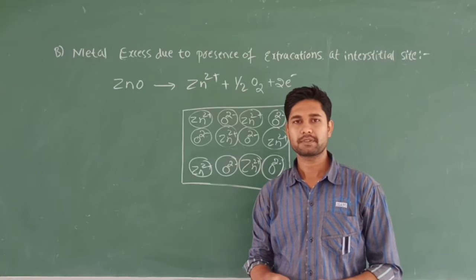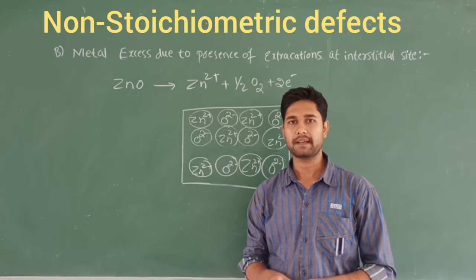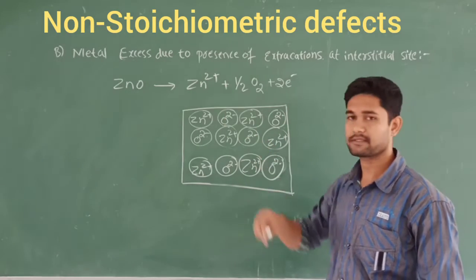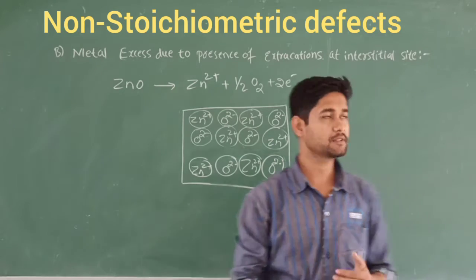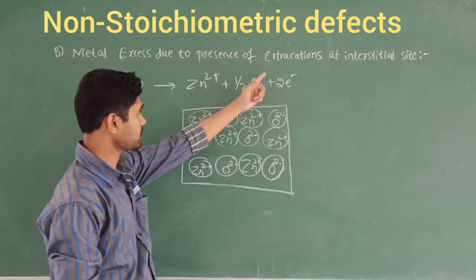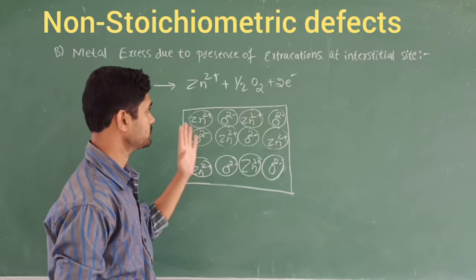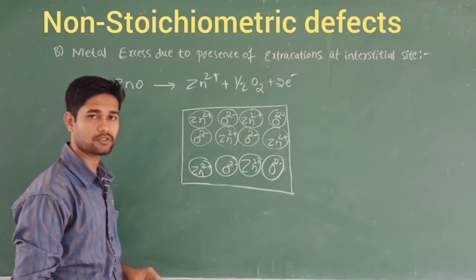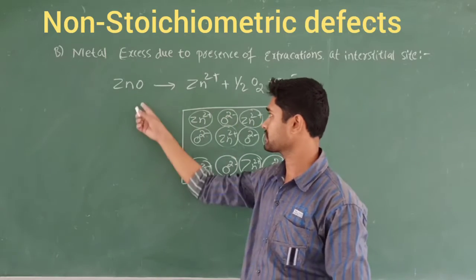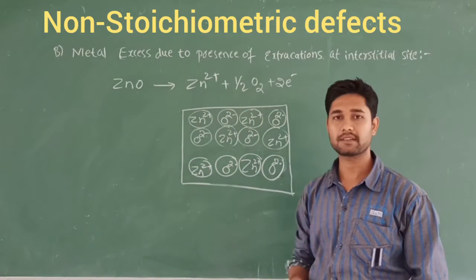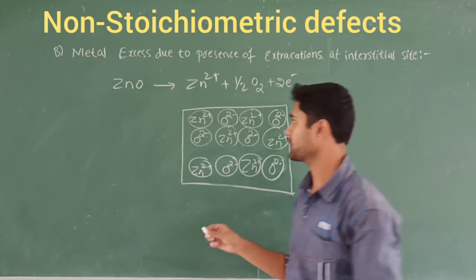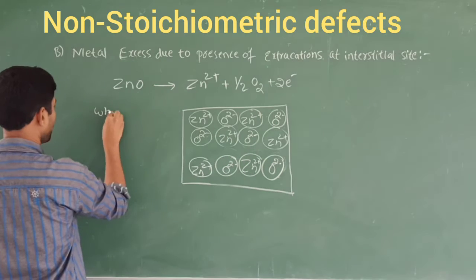Let us discuss the second one, that is called metal excess defect. Here the metal excess defect takes place due to the presence of extra cations at the interstitial site. A simple example is zinc oxide. We are going to take this crystal. Zinc oxide at room temperature is white in color.